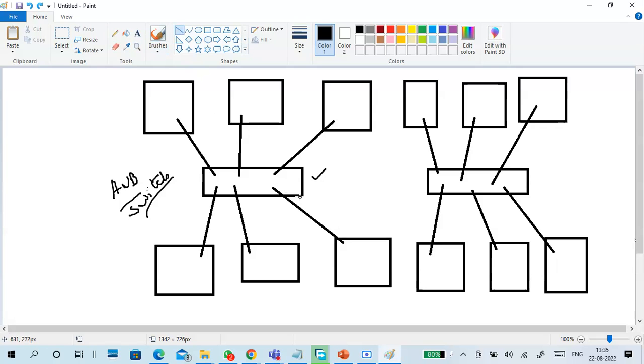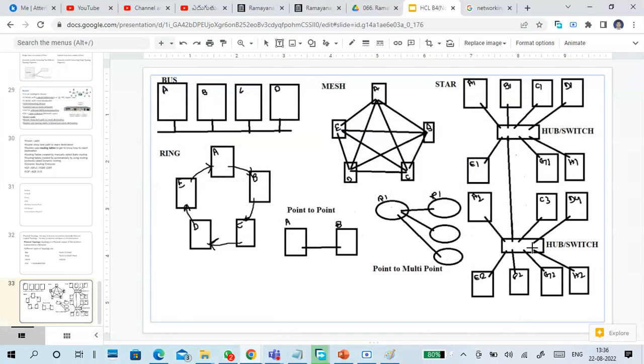Now what I'm doing is connecting this hub or switch to that hub or switch. So what happened? Now it has totally become a single segment network, a single LAN. Earlier it was two LANs, now it is a single LAN only. I'm not using any WAN connectivity here. Simply I took a wire, both are side by side, and made a connection from this switch to the other switch. So obviously it is scalable. This is called an extended star topology.